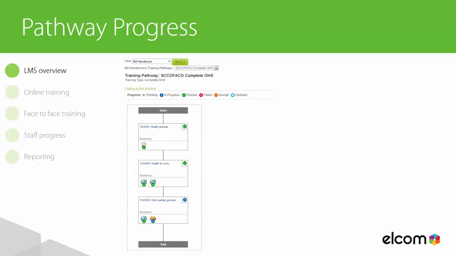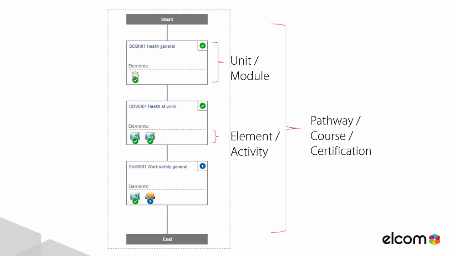This page is the Pathway Progress page. This is what I would see if I was a user completing a course. As you can see, I can see what training I have completed in the way of the icons and what I haven't completed. I can also see any other pathways that I am connected to or courses that I need to complete. As a trainer, I can also see this page. Courses or pathways are broken down into units or modules, and each unit or module has an activity or an element that needs to be completed. Once all units have been completed, then the pathway is complete and the user gets a certificate at the end.